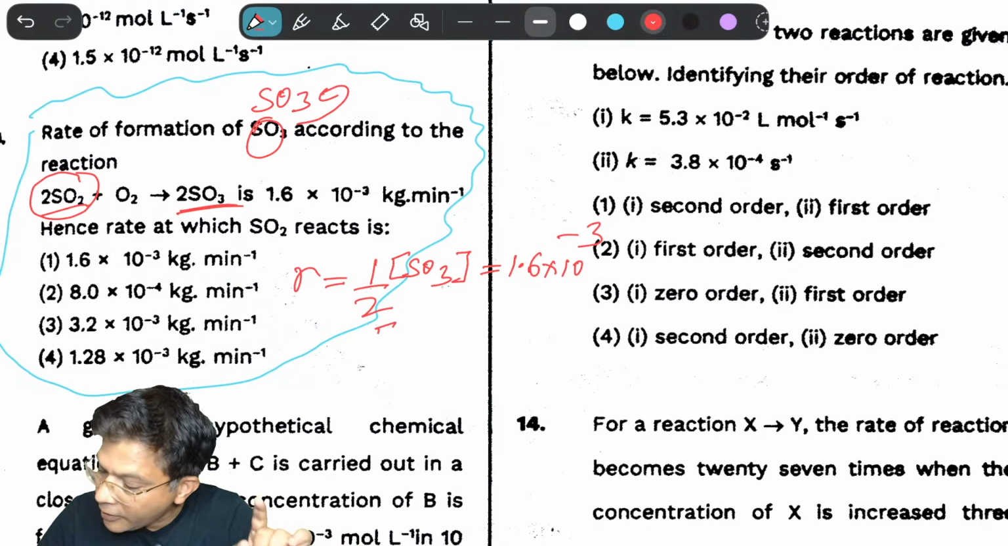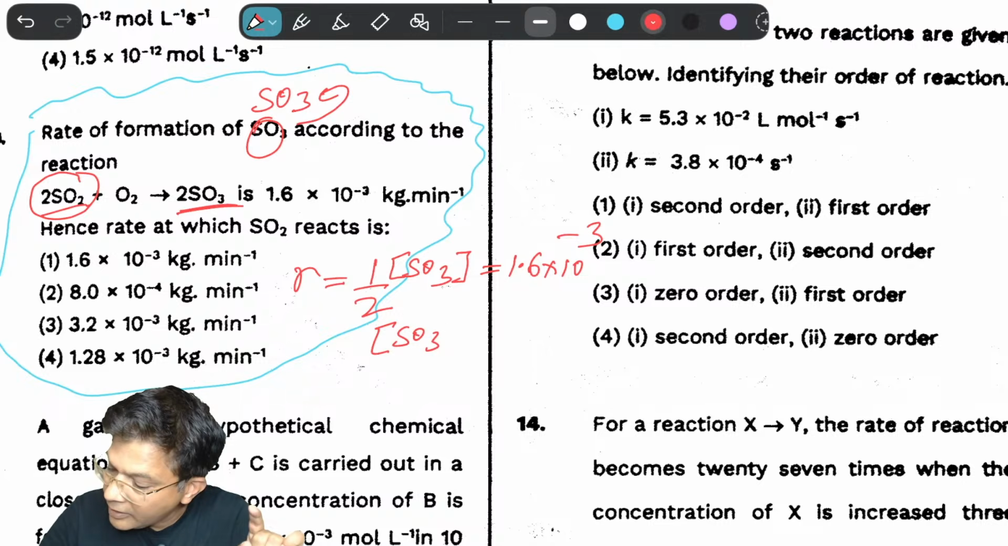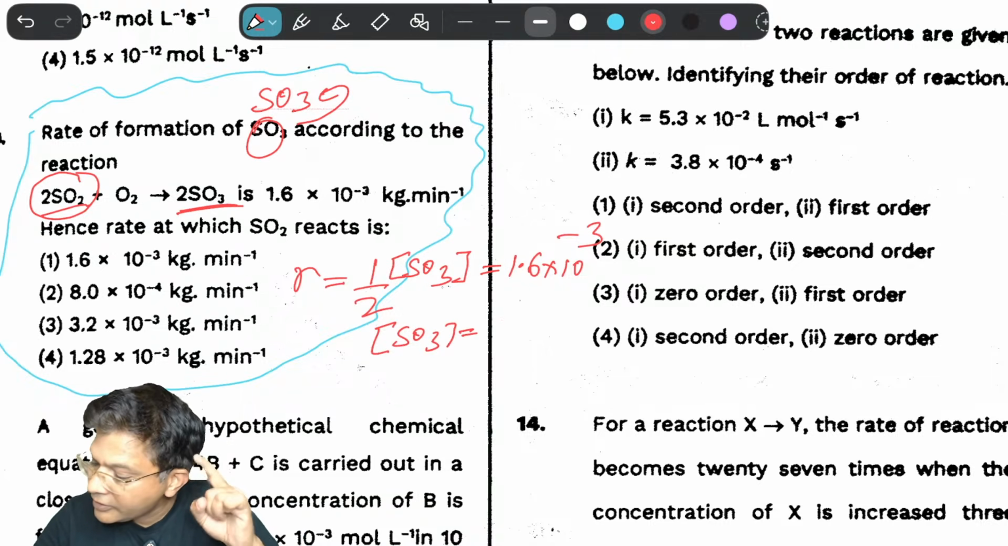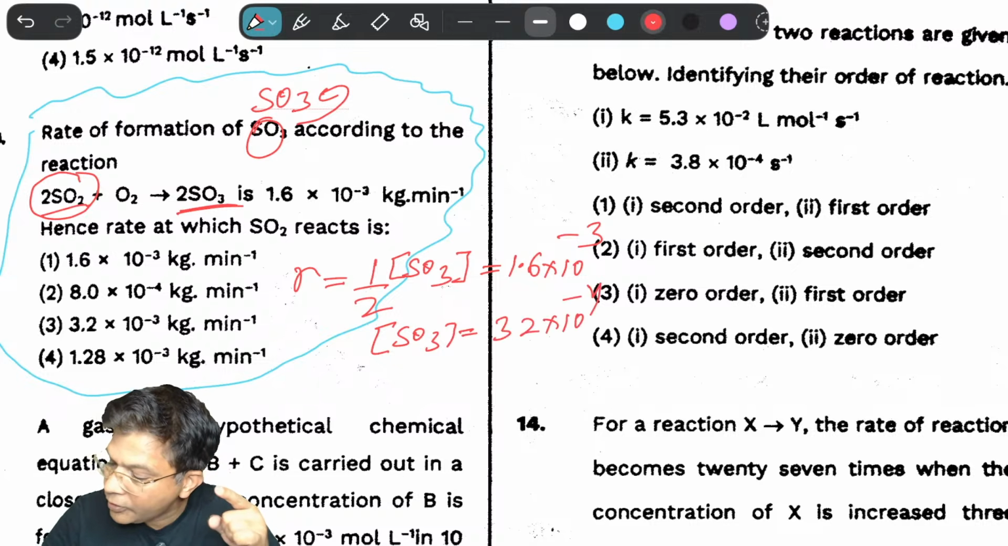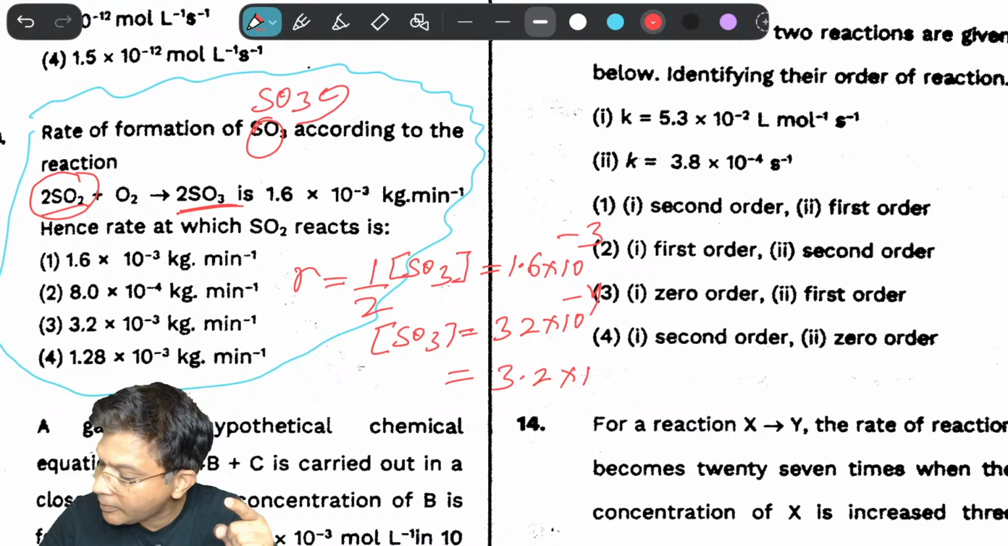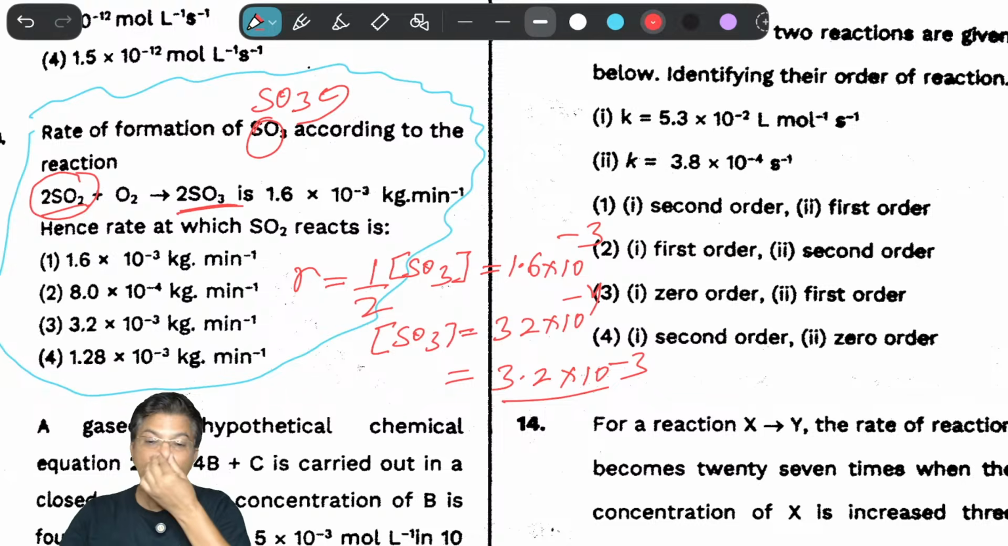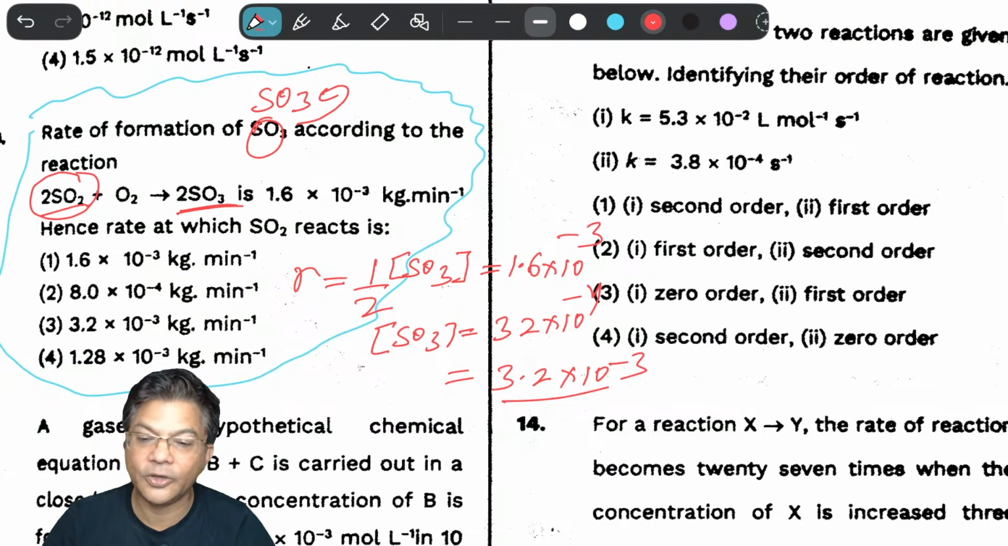So the formation of SO3 is equal to 16. Can I write 16 into 10 raised to power minus 4? 16 to the 32 into 10 raised to power minus 4, or 3.2. Can I write 3.2 into 10 raised to power minus 3? Can I write like this? Shalvi Singh, your answer is correct. Only Shalvi Singh has given the correct answer.